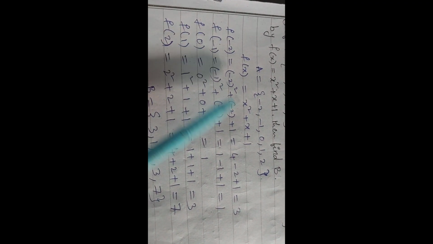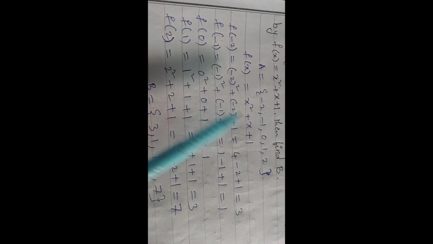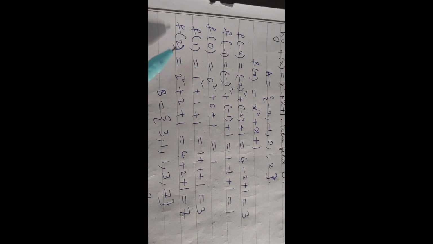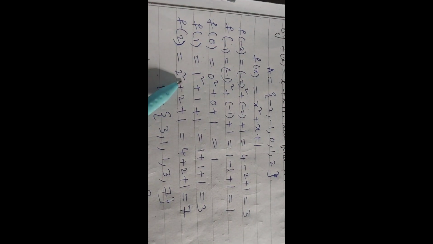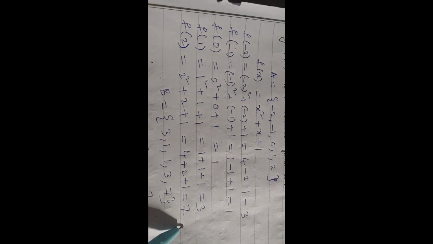Next, f of 0. Wherever x is there, you have to put 0. So 0 square plus 0 plus 1 will give you 1. Next, f of 1. Wherever x is there you have to put 1. 1 square plus 1 plus 1 will give you 3. F of 2, the last one. So 2 square plus 2 plus 1 is 4 plus 2 plus 1, which is equal to 7.